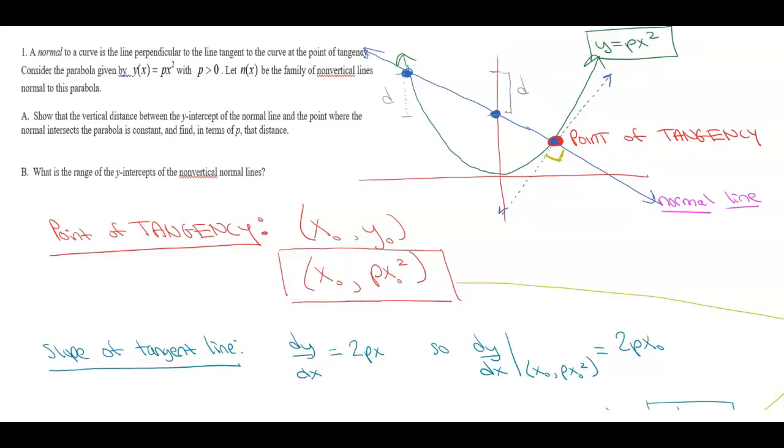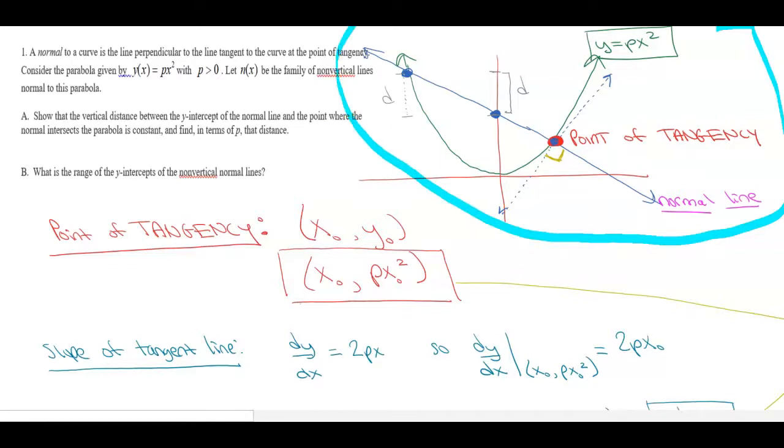So the first thing I did here, as you can see, is that I went ahead and made a drawing. Okay, and I made this drawing here that I made in class, just so I have a clear sense of what's going on. And at the end of the day, for part A, we have to show that this distance between the y-int of the normal line and where that normal line intersects the curve again is a constant value of d, it's some constant.